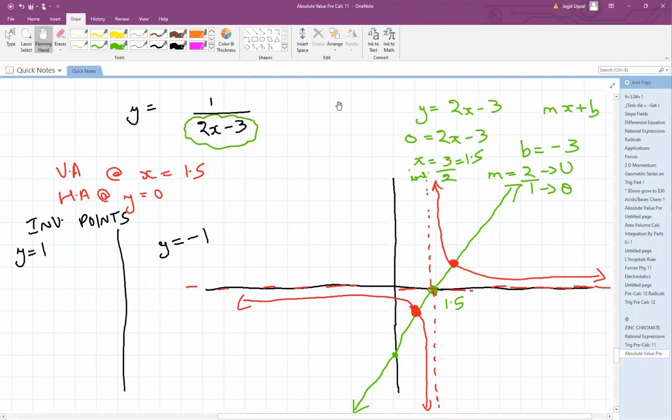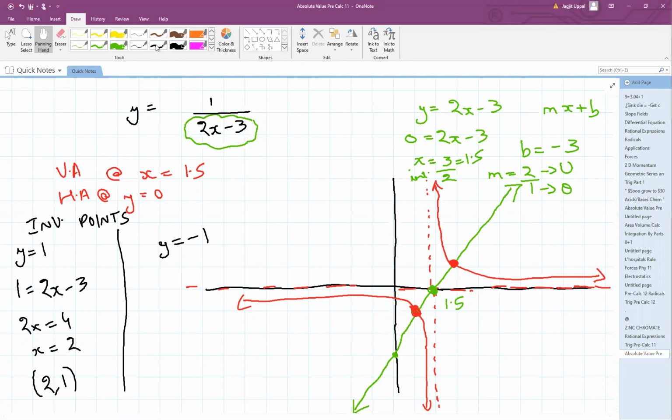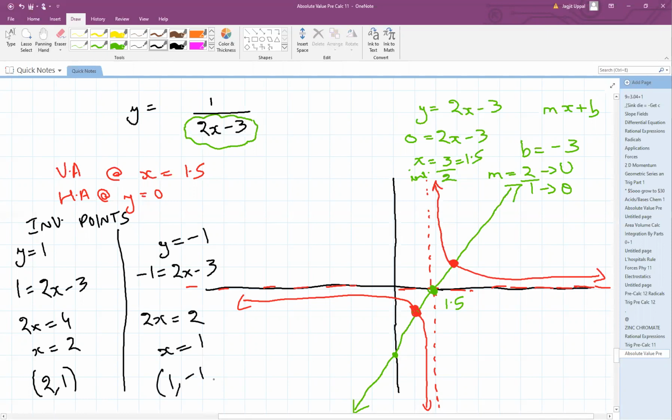So over here, you plug in 1 first. So y is 1, and we're going to have to solve for x. So 2x is equal to 4. X is equal to 2, means your point is 2, 1. Now, for the second one, you put -1 right there. So -1 is equal to 2x minus 3. So -3 goes there, becomes +3. 2x is equal to 2, x is equal to 1. So 1, -1. So this point right here is your 1, -1 point. And this point right here is your 2, 1. These are your invariant points.